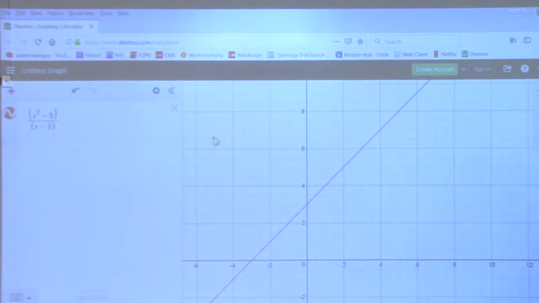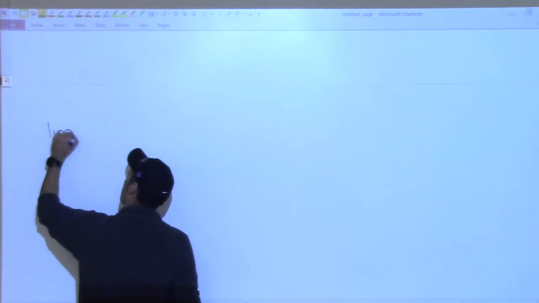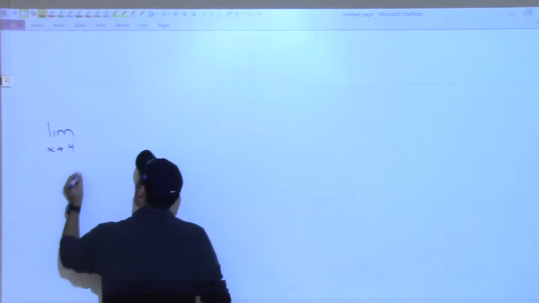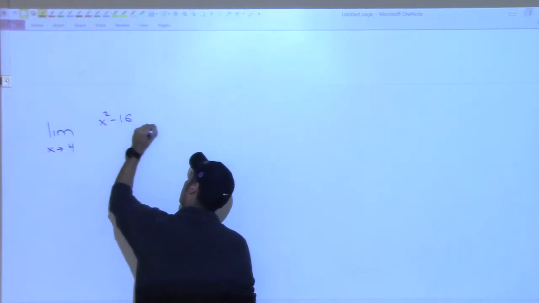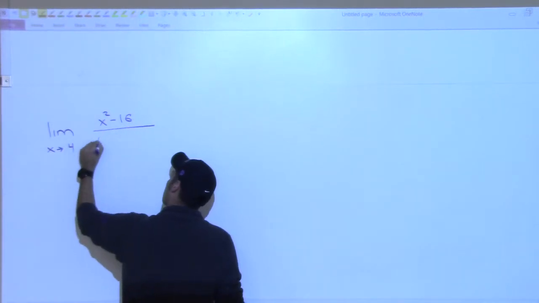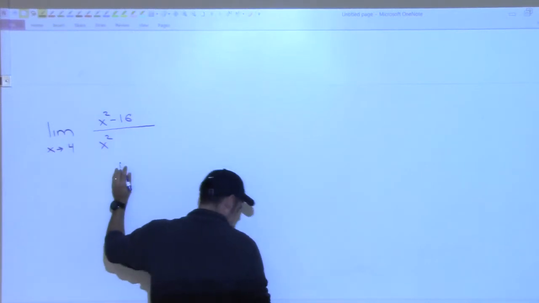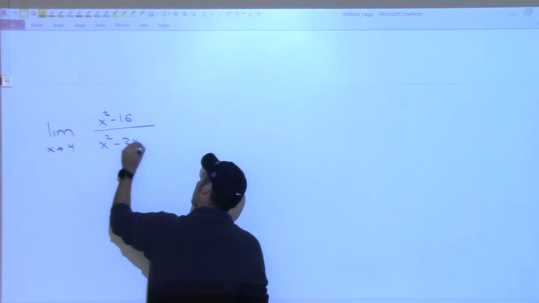All right. Should we do another example? Of course. How about this one? Limit as x approaches 4 of x squared minus 16 over x squared minus 2x minus 8.